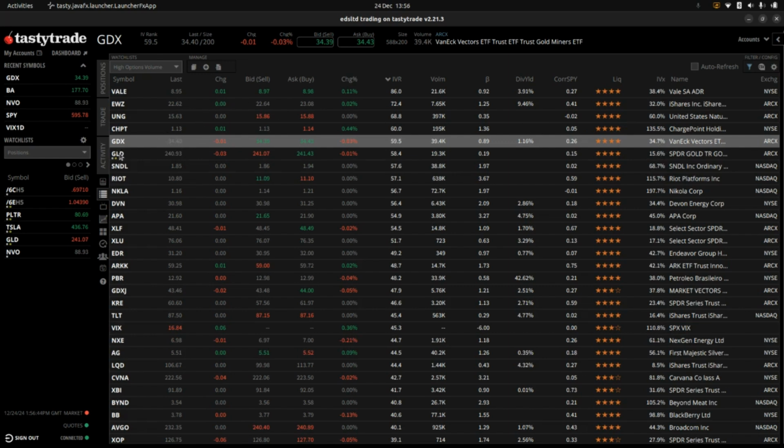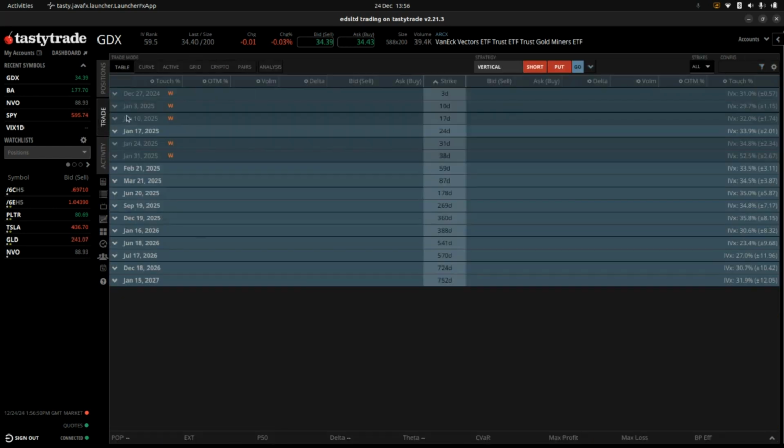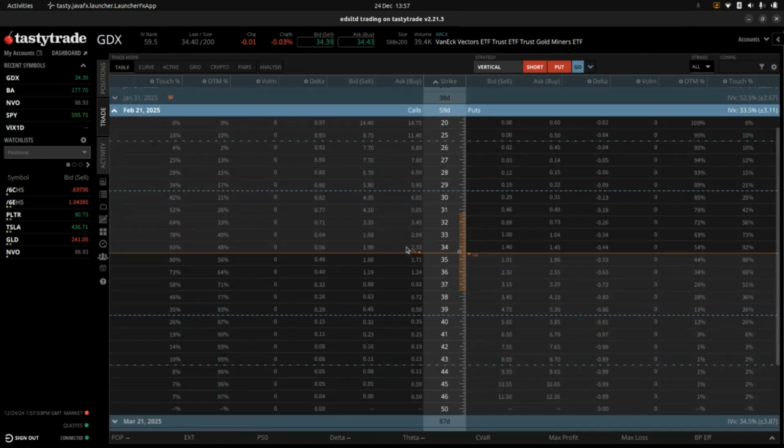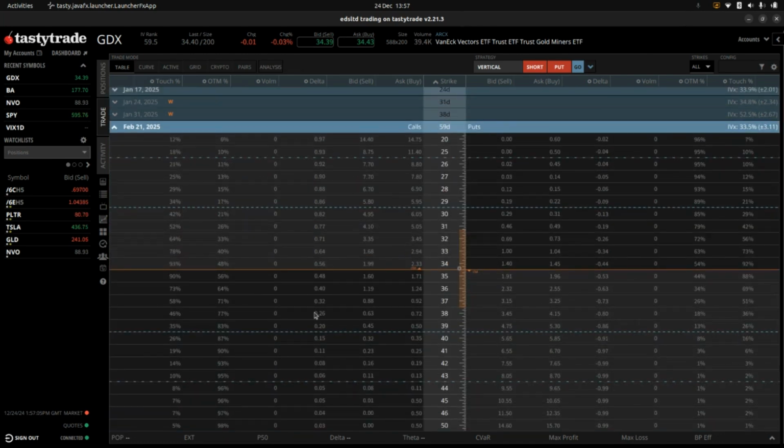We've already got a position open on GLD, which is actually working out quite well for us right now. So let's just have a look at GDX. Let's go over to the expirations list. And of course, we already know February 21st, 59 days out in time. This was the purpose of doing that initial step at the beginning of the video. So we open up that expiration date, and now we are presented with the options chain.